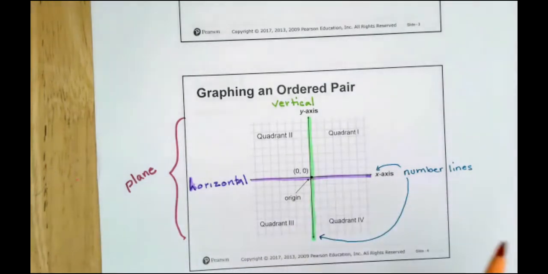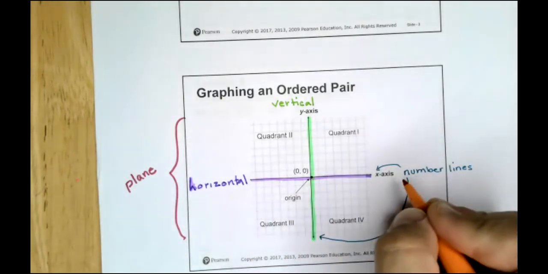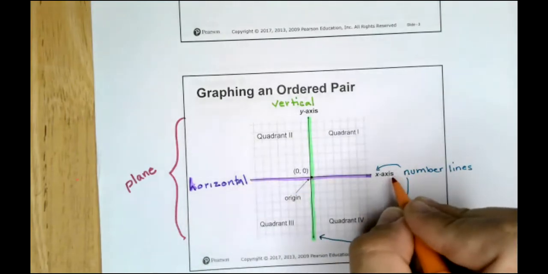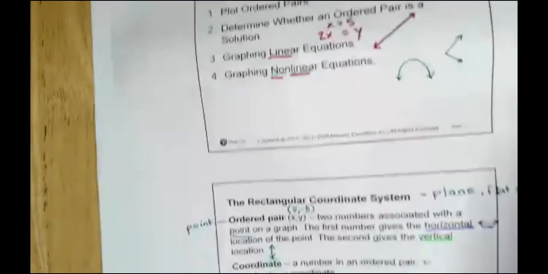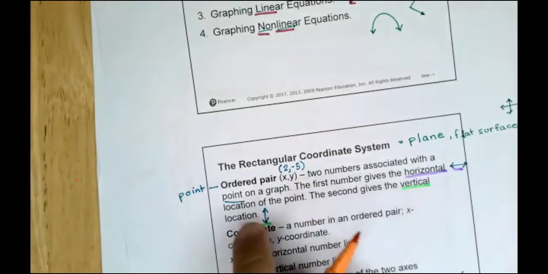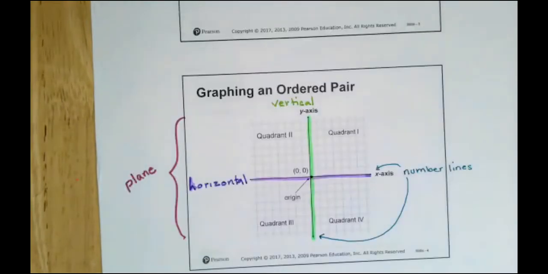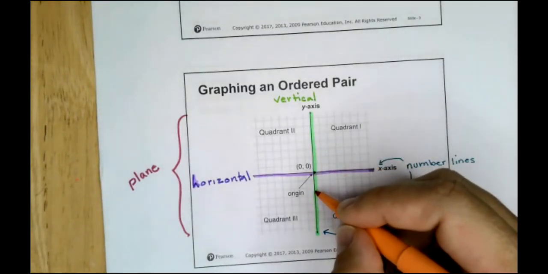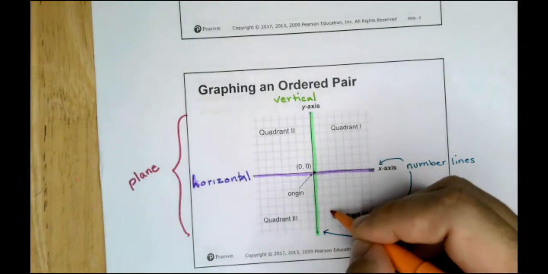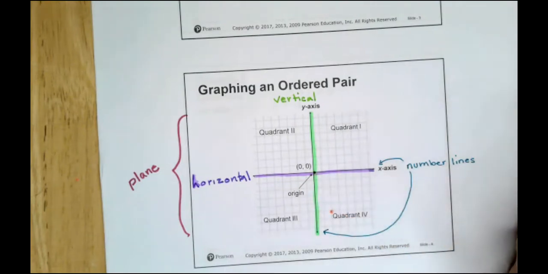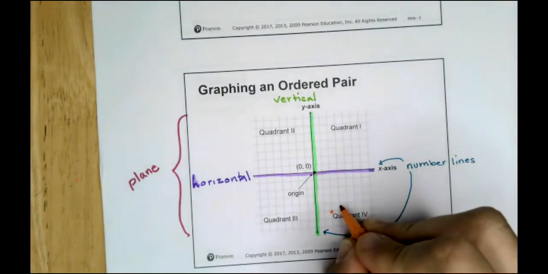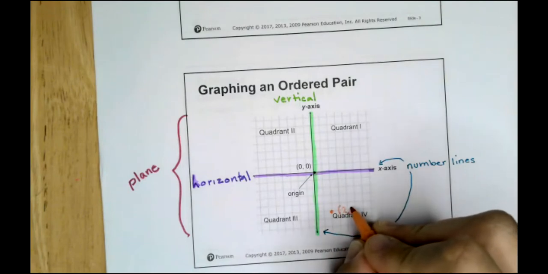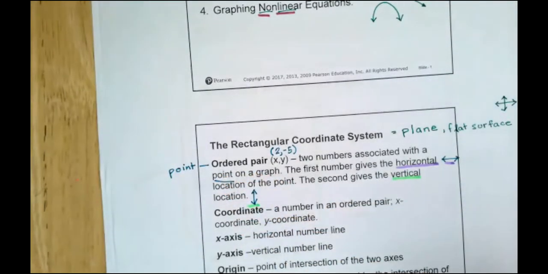If it's a +2, we need to go right, right? So 2 on the horizontal, or the x-axis, and then we said -5 on the vertical axis. If this is still 0, 0, we need to go down 5, right? 1, 2, 3, 4, 5. So where those two meet, (2, -5), that is one ordered pair, okay?